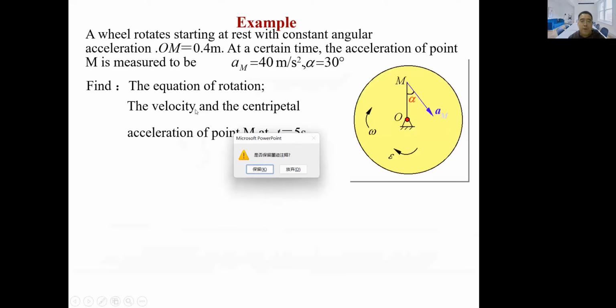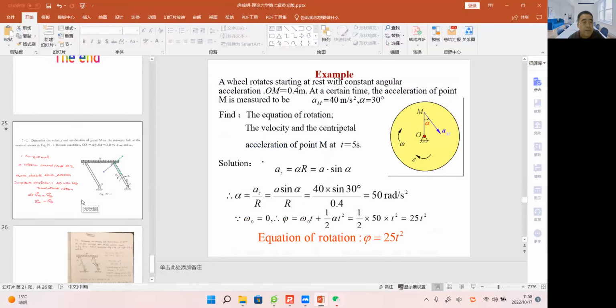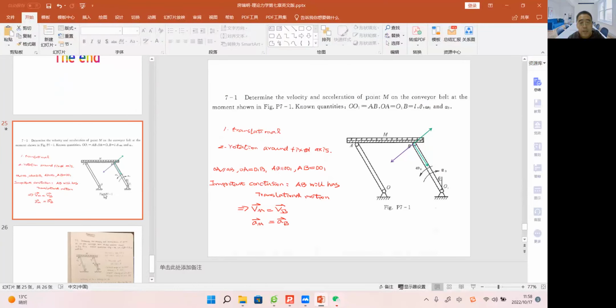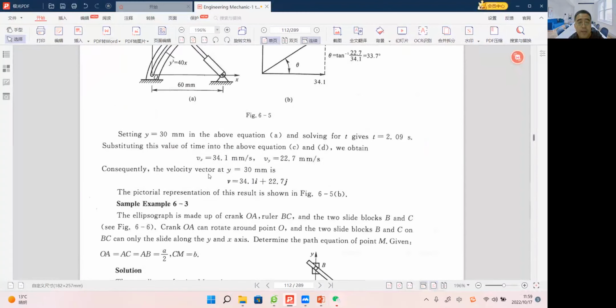Today we have homework. I hope you can try to finish it by yourselves. This is actually the first problem in our textbook. Maybe I can show it to you.